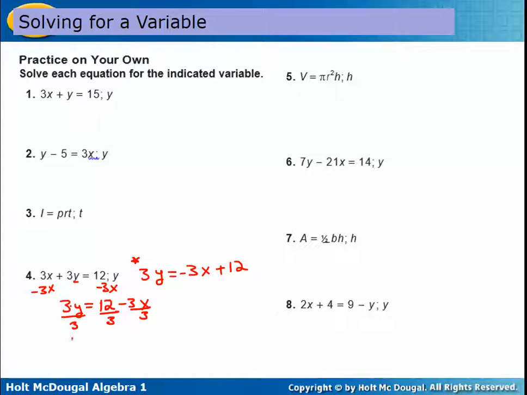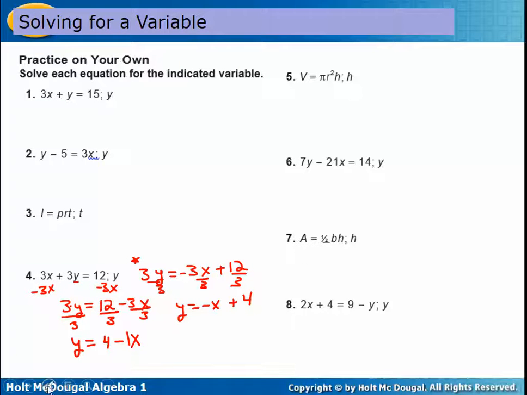So that leaves me with y equals, and now you can simplify. 12 divided by 3 is 4. 3 divided by 3 is 1, so I have a minus 1x, but I can just write minus x. If you had written it with the x term before the 12, you would still get the same thing, except it would be negative x plus 4. And if you want to write minus 1x, that's perfectly fine. Either way is acceptable.